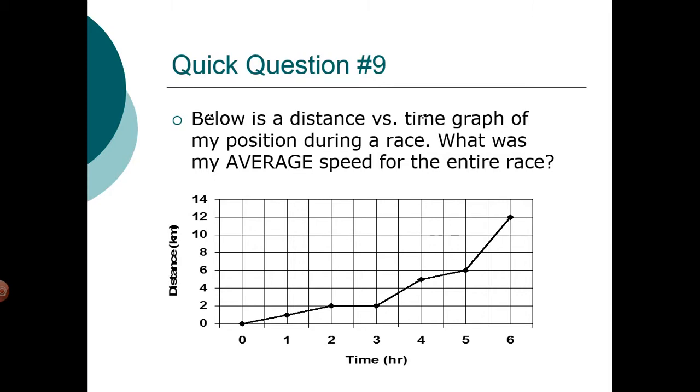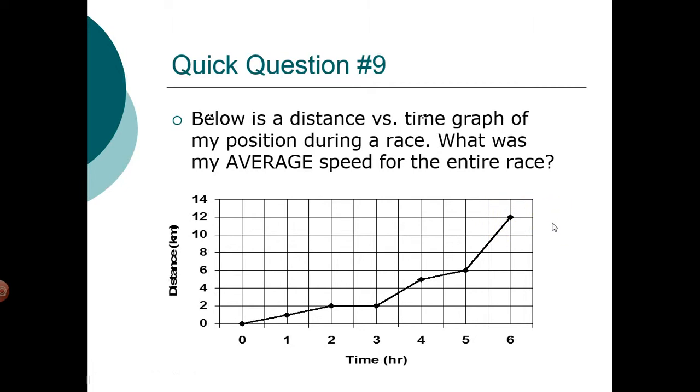Take a look at your question number 9. Below is a distance-time graph of my position during a race. What was my average speed for the entire race? Notice my speed was not constant throughout that race. It looks like I started off slowly, and then I had some issue here, and then I got a little faster, and at the end I sprinted to the end.